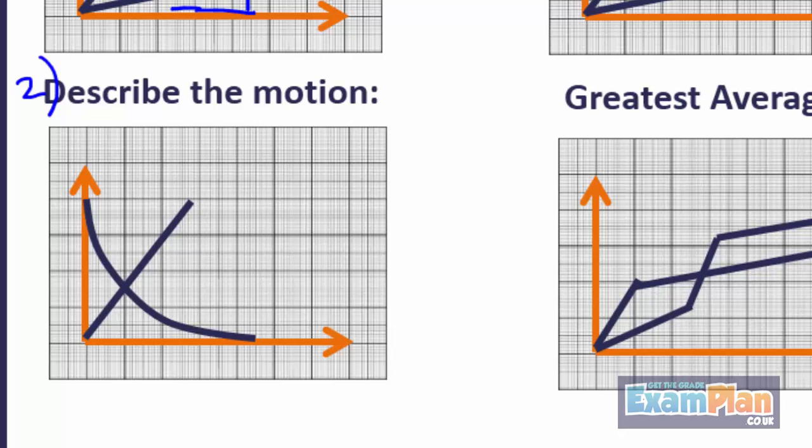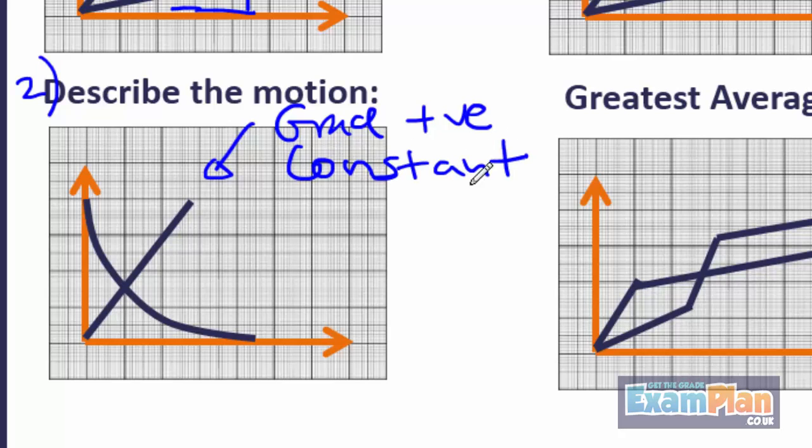2. Describe the motion. This one is travelling forward with a constant speed. We know this because the gradient is positive and it's constant. This one is travelling backwards with a decreasing speed because the gradient is negative and also decreasing.